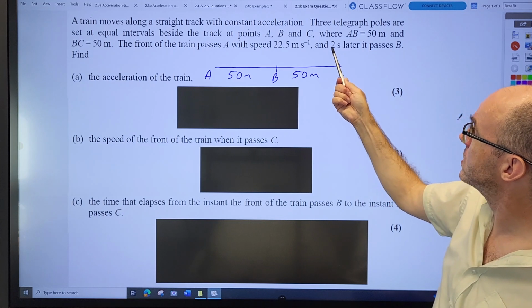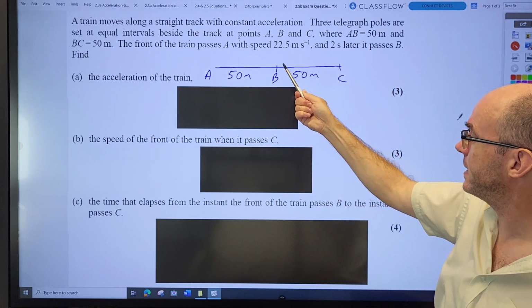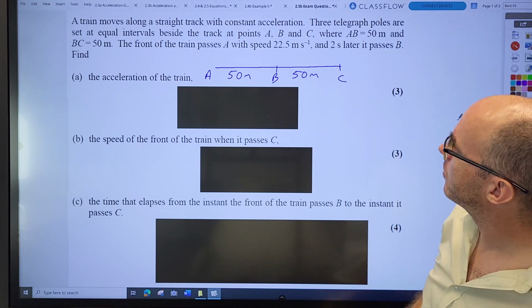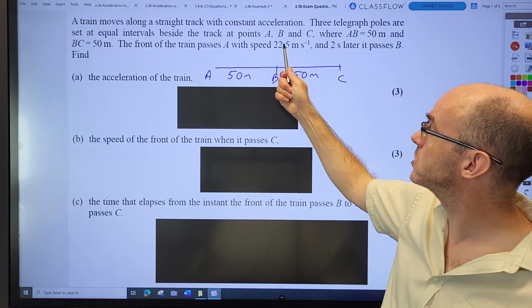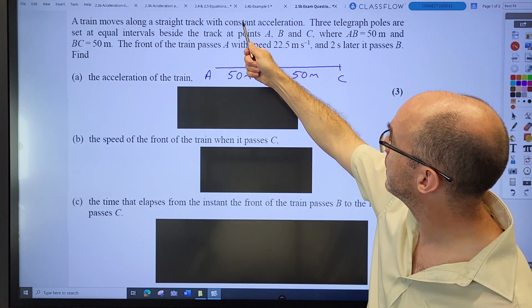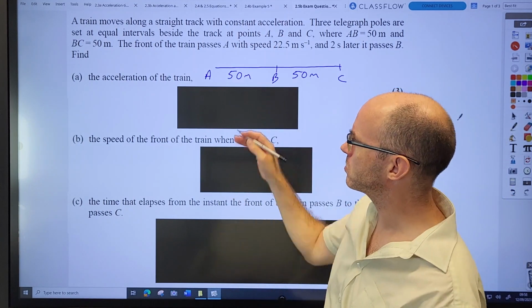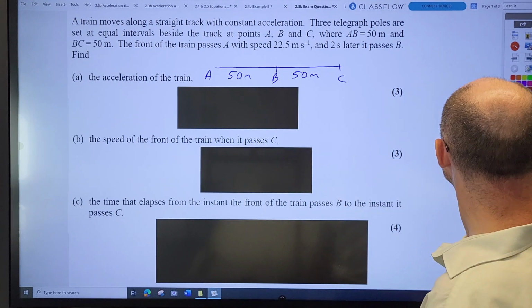We know that it's 2 seconds between here and here. We don't know how long from here to here. And we know that when they pass A, they're doing so at the speed of 22.5 metres per second. We don't know the speed at here and here, and they are speeding up, they're accelerating. So that's what's going on. We're going to find the acceleration. So the first job is find the acceleration.